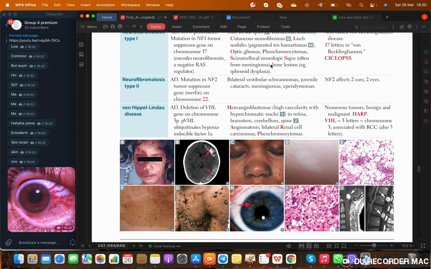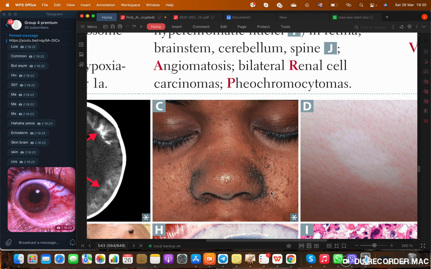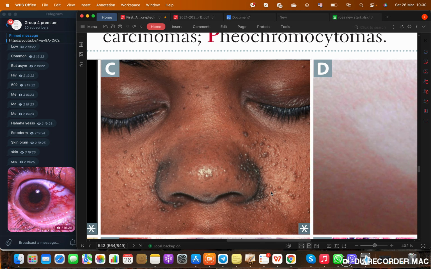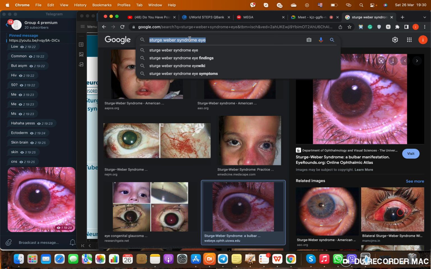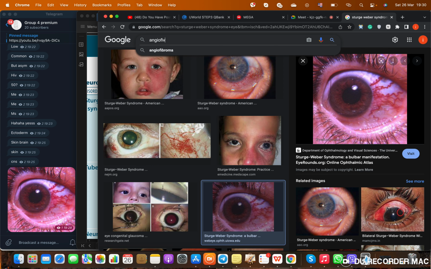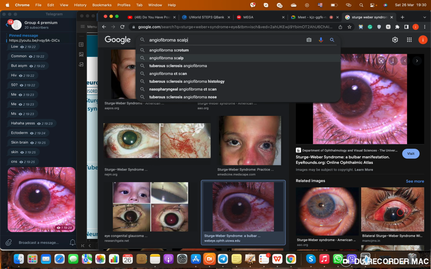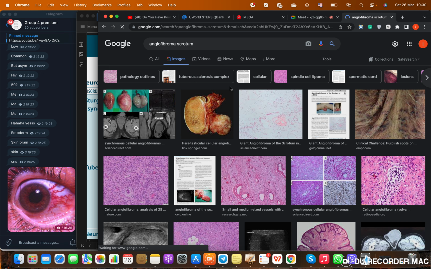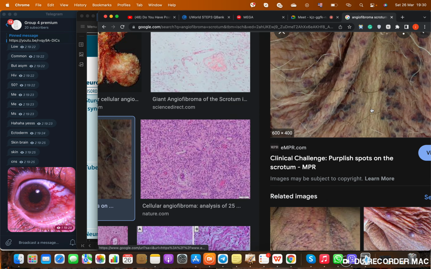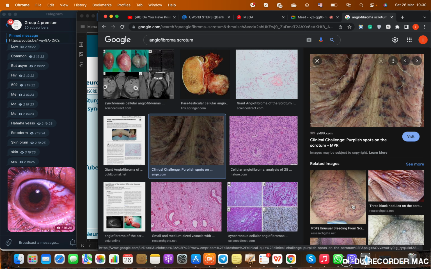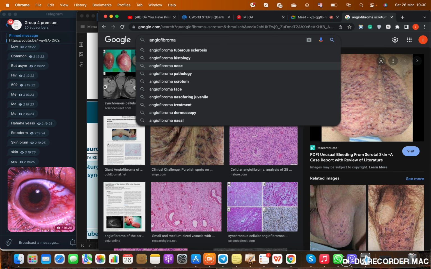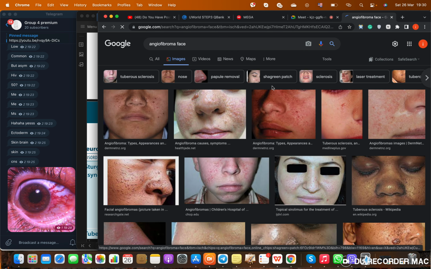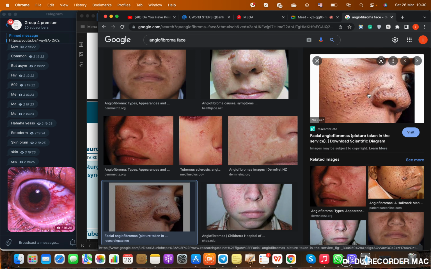They also have angiofibromas, which can be seen here. They call it acneiform lesion, which means they look like acne. The angiofibroma likes to affect two areas: the scrotum, they like to show you a picture of the scrotum, as you can see here, and the face, the acneiform lesion, which is something like this.